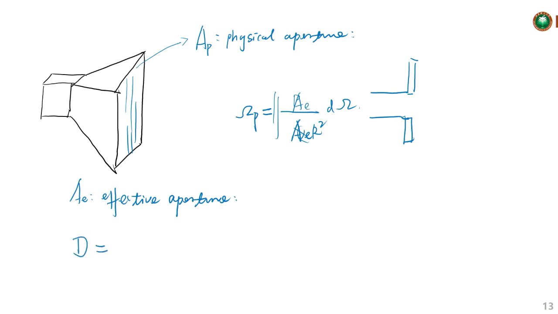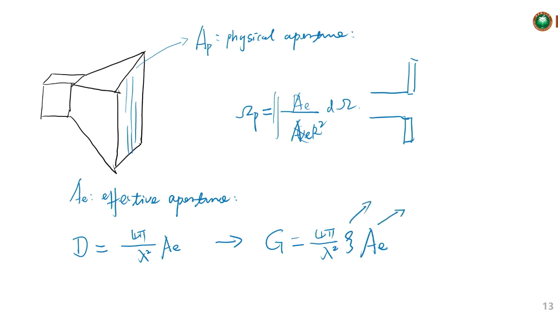It can be expressed as 4 pi over lambda squared times AE here. So if we get the antenna gain, it equals 4 pi over lambda squared times psi times AE here. So psi is related to the efficiency, and AE is the effective aperture here. So if we know the aperture of a horn antenna, we can calculate the antenna gain, just an estimation based on this equation.